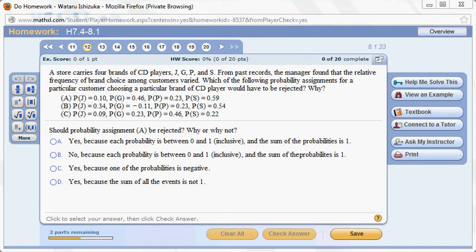Okay, let's look at the homework 7.4, 8.1, number 12. All right, so we have a bunch of probability assignments, and we want to see which one is acceptable and which is not acceptable. So in this case, we have to choose the one that would be rejected. So let's look at that.